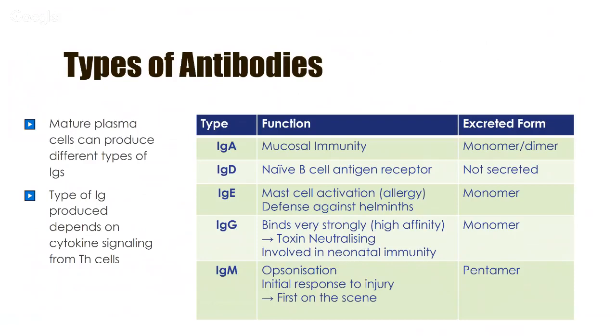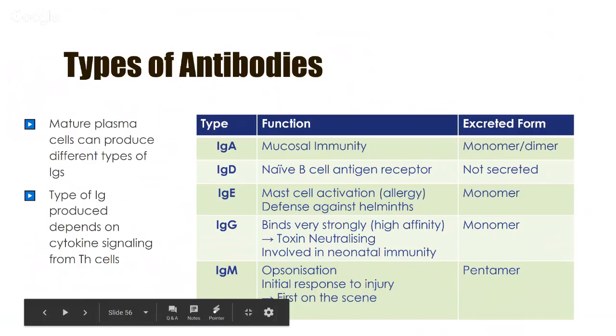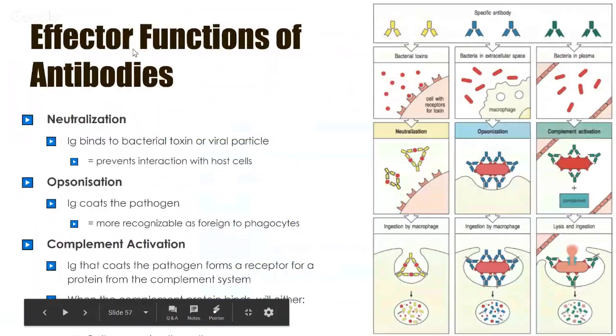Your IgG is commonly involved in neonatal immunity. So when we talk about the immunity being acquired from the mother, that's your IgG. And then your IgM is the one which is first at the scene and opsonizes, or basically marks certain cells for degeneration. Effective function of antibodies.